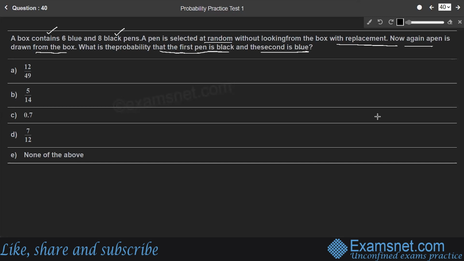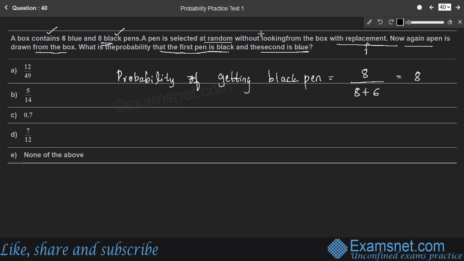So we'll consider the probability of getting a black pen first, then a blue pen, right? Probability of getting a black pen: we are using the formula, probability is favorable outcomes by total number of outcomes. We all know the formula, right? Here the favorable outcome is the total number of black pens. So there are 8 black pens, right? So the favorable outcome is 8 out of how many total pens? 8 plus 6 pens. Therefore, it is 8 by 14, right? So 2 into 4, 2 into 7. So 4 by 7 is the probability of getting a black pen, right? Out of 14, you can get 8 black pens.